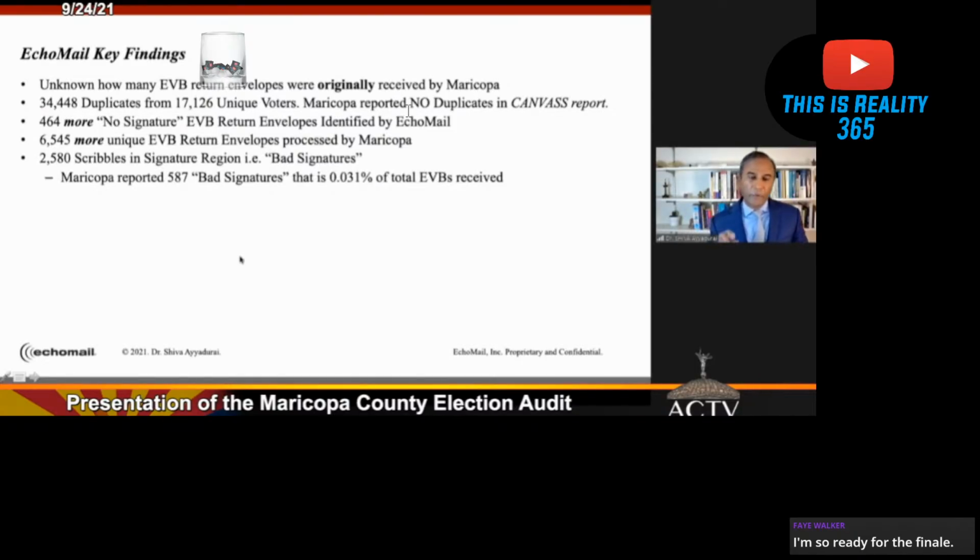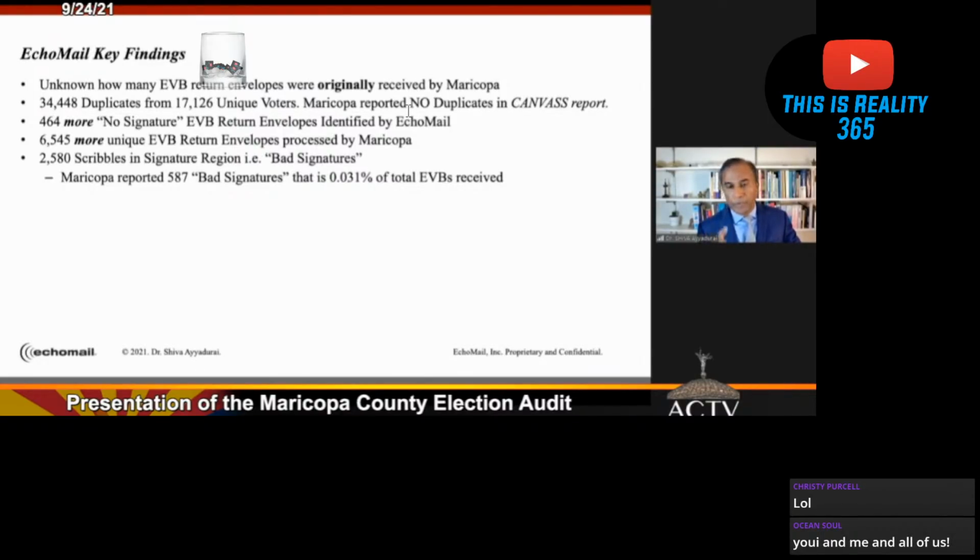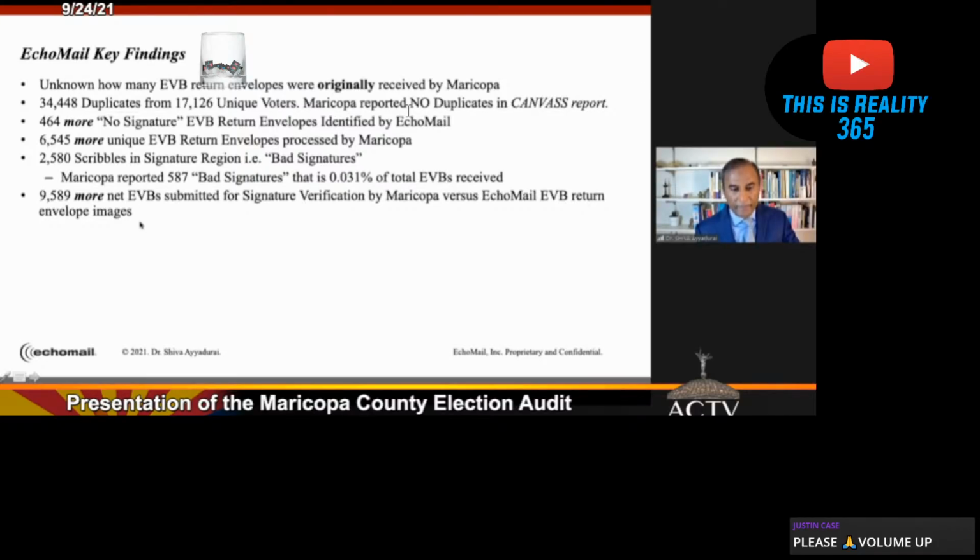This is what's interesting. If you consider our scribbles, again, a very, very low tolerance in pattern recognition, having done this for over 40 years, we could have used like 36 features. We used one single feature, pixel density. We would love to use more features, but just using that one feature at a very low threshold is key here. We've identified 2,580 scribbles, which we would assume are all bad signatures. Maricopa identified 0.031%, which is what that 587 represents. This actually represents 4 times that. We'll come back to that. Finally, Maricopa has 9,589 more net EVB envelopes that were submitted to signature verification versus what we have.